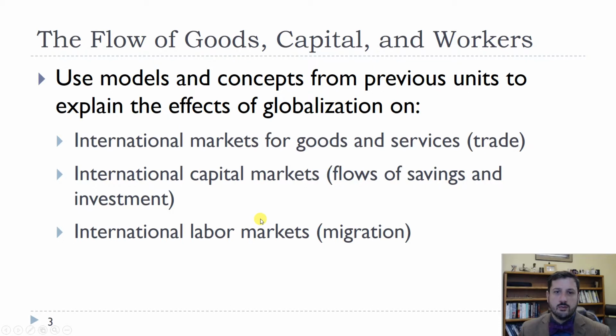So we're going to use our models to try to understand really the flow of three different economic factors of production, right? So goods and services, so we'll call that trade. International capital markets, so the flow of savings and investments. So we'll talk about foreign direct investment. We'll talk about when capital moves and how countries can sometimes control the flow of capital. And then we'll also talk about migration, right? The move of workers from one country to the other.